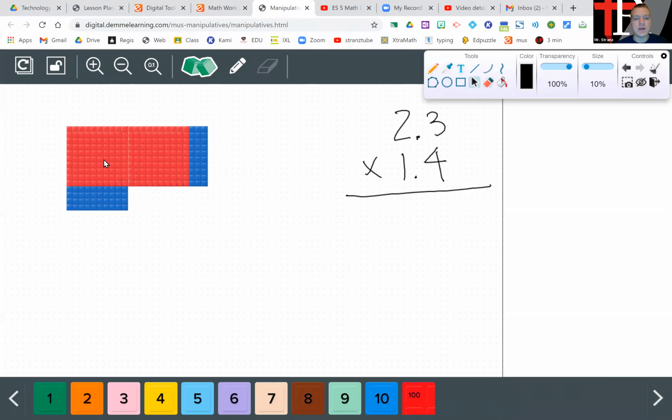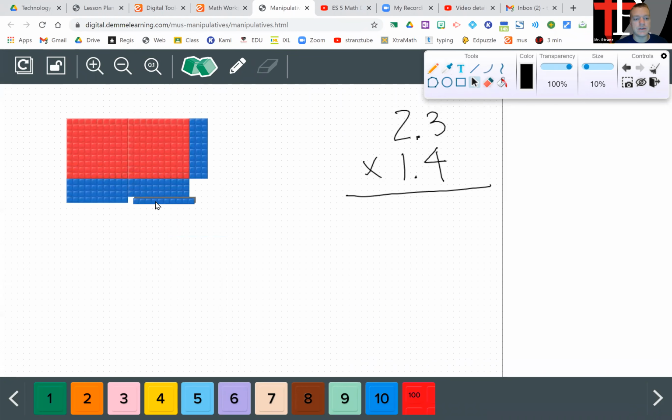All right, so now we have the problem set up. We have 2 and 3/10 on top, and on the side here we have 1 and 4/10. To find the answer using manipulatives, we need to fill in this white space. In order to do that, I'm going to get some 10s here and start filling in the rest of this white space. So it makes a rectangle. When you have a rectangle, you know that you then have the full answer.